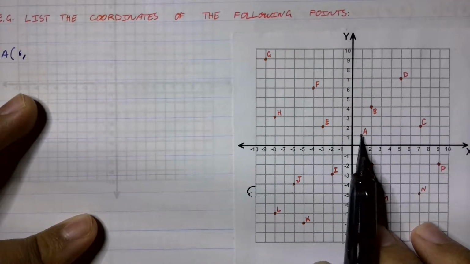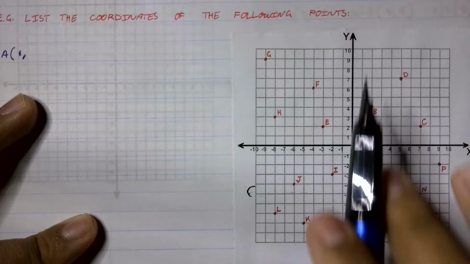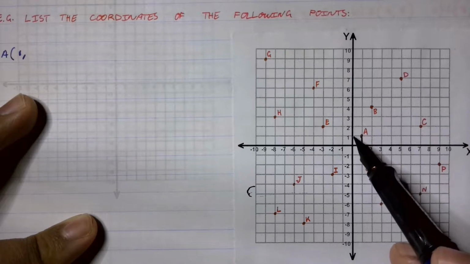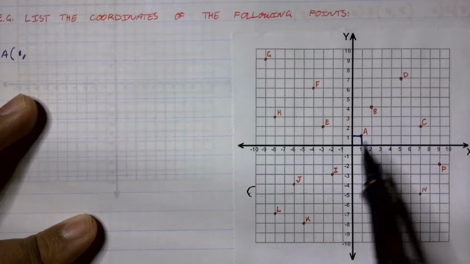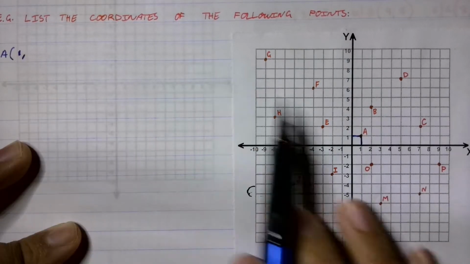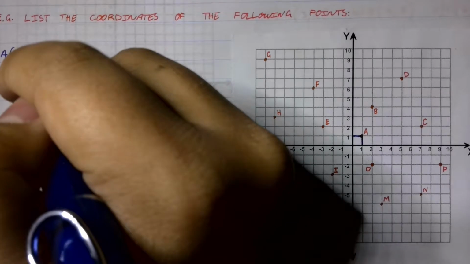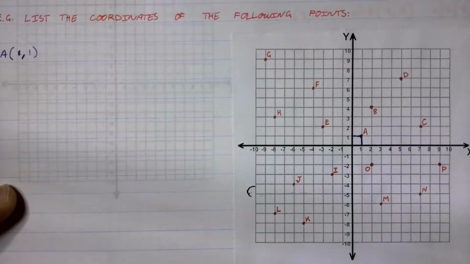And what is the y value? What is the y value of the A here? Well, if you just draw a line going like this, you can see that A has 1 for the x and a 1 for the y. So A has the coordinates 1, 1.